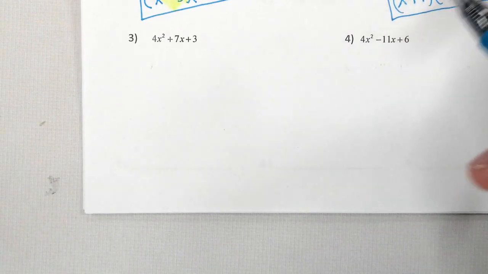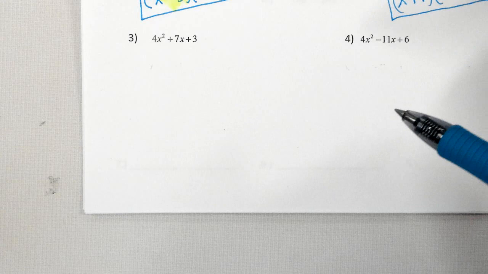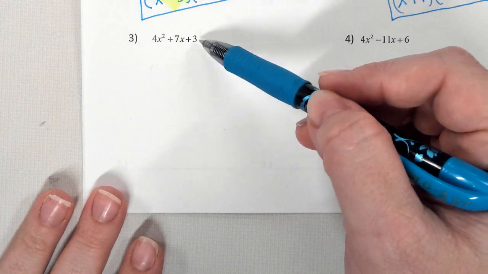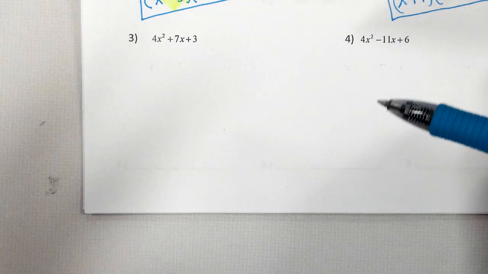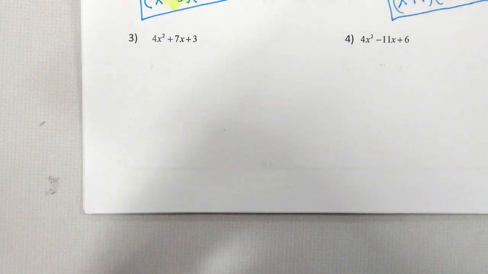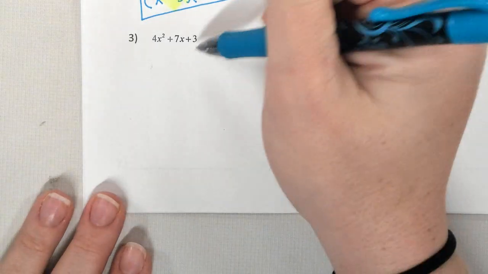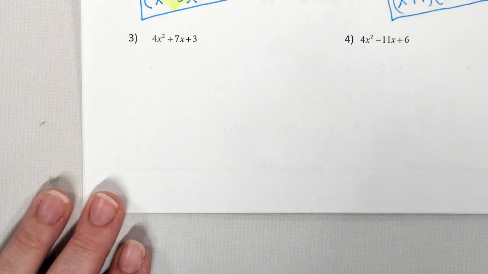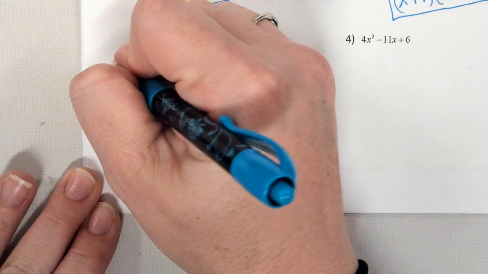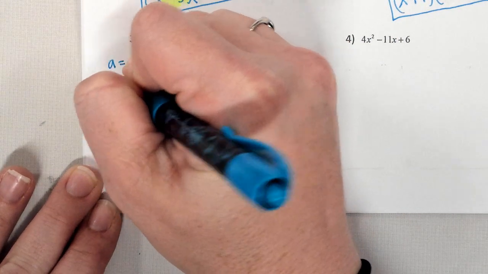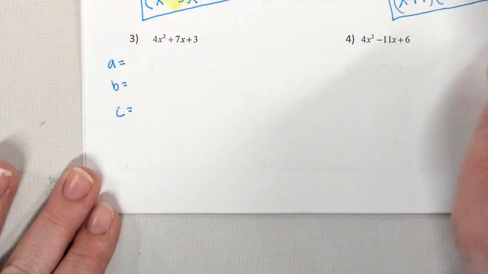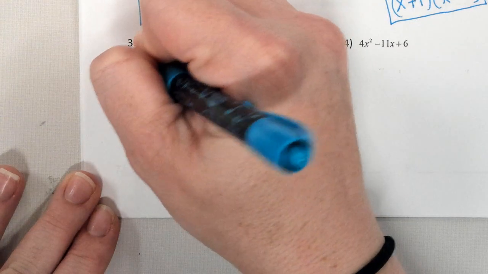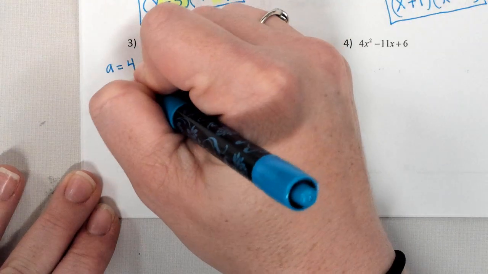Now, number 3, is it in order? Yes. Okay, squared, first power, 0 power. And does it have a GCF? No, because 3 is prime, 3 is your smallest number, 3 doesn't go into 7, 3 doesn't go into 4, so that is what it is. So we're just going to go ahead and find our A, our B, and our C. So what's A? 4. B, 7, and C, 3.